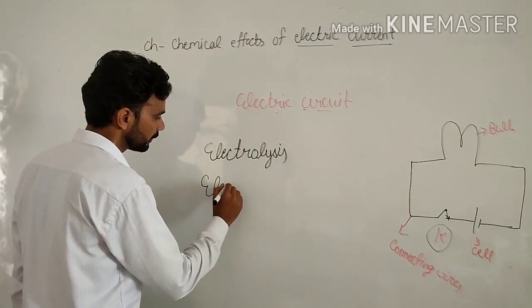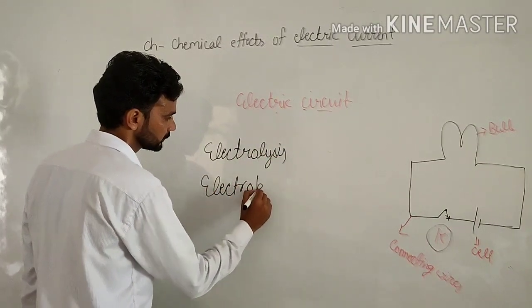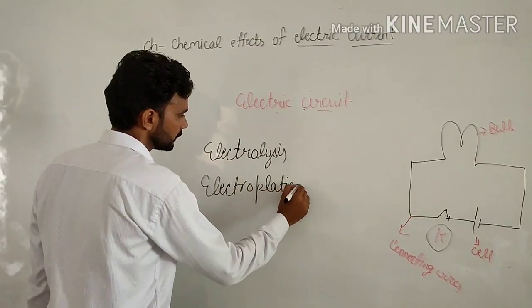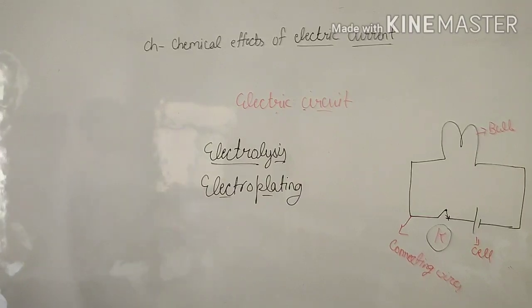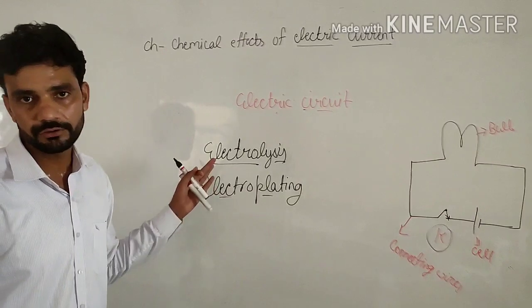and electroplating. These are the two important processes in this chapter. We will discuss these in the next class, electrolysis and electroplating. You have to revise these things.